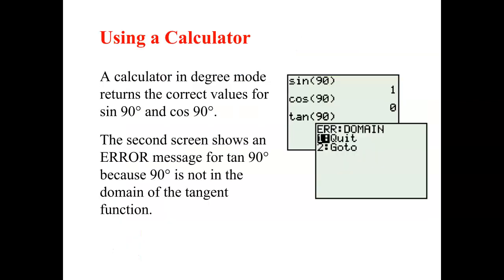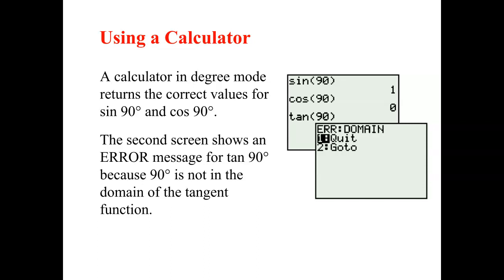Now, for now, we're not going to be using our calculator a ton, but if you notice that you do sine, cosine of 90 degrees, you get those corresponding values that we saw, 1 and 0. If you try to do tangent of 90 degrees, it gives you an error for domain because it's undefined. It's not in the domain.